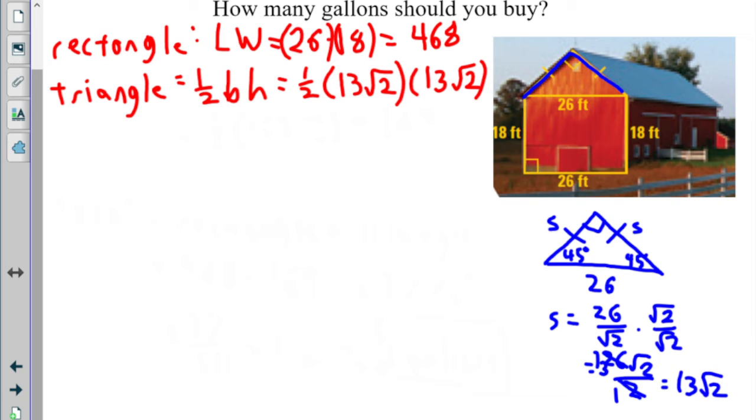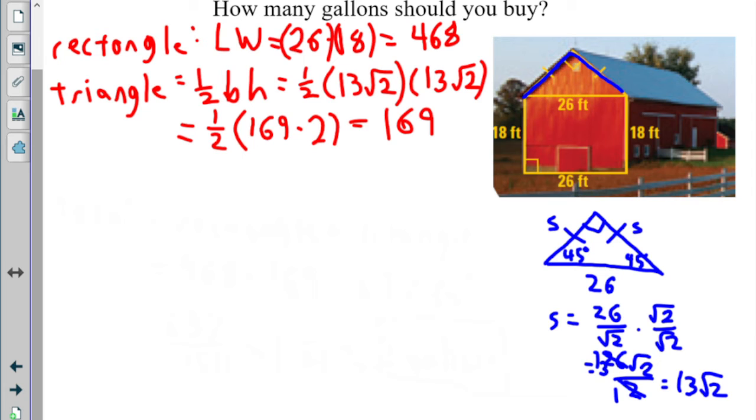So let's do some multiplying here. Everything inside the square root, we have square root of 2 times square root of 2. And I just said the square root of 2 times square root of 2 is 2. And then we have the 13 times 13. So the 1/2 and the 2 are going to cancel out to leave us just with 169. So those are my two separate areas.